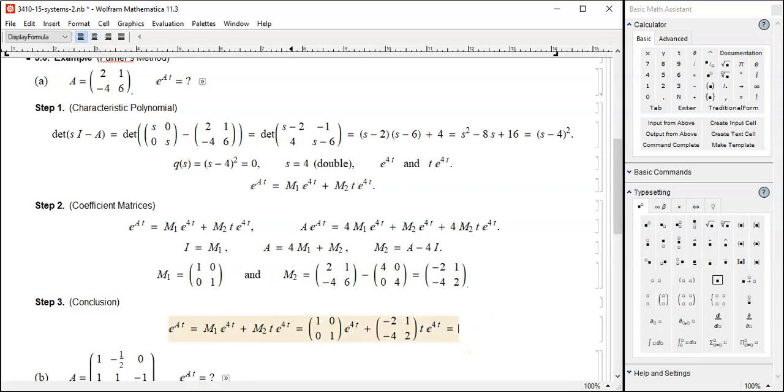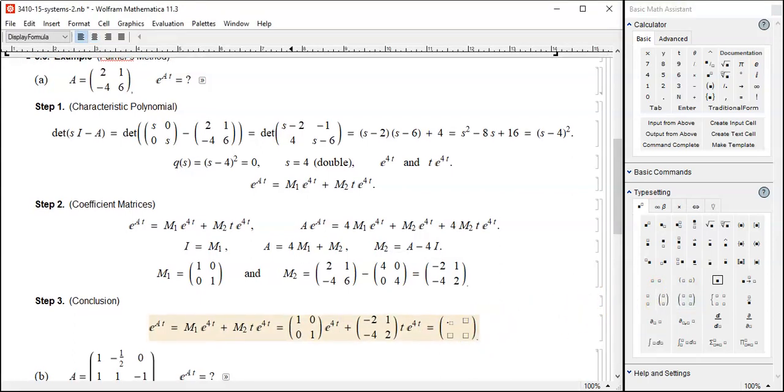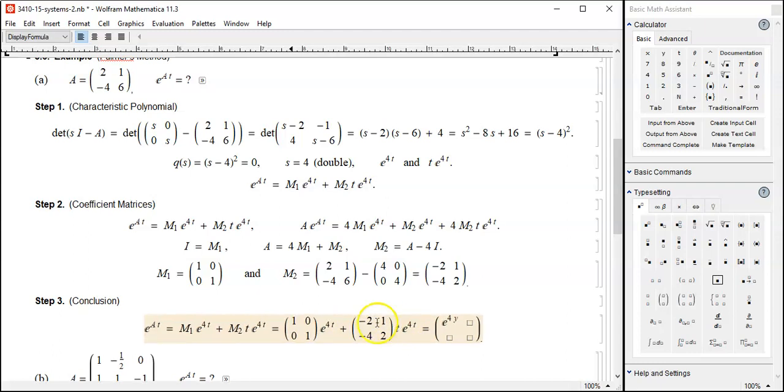But in case you want to simplify a little bit further into a single matrix, you can do something like this. e to the 4t power comes from here, and then minus 2t exponential 4t. Okay, that was 1 entry.